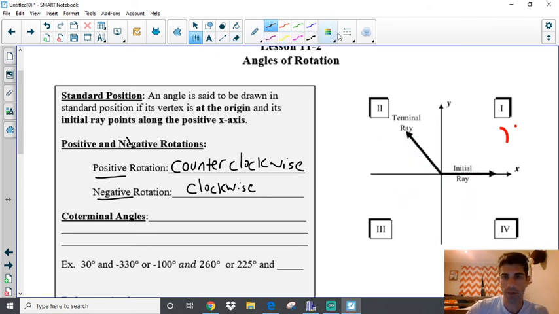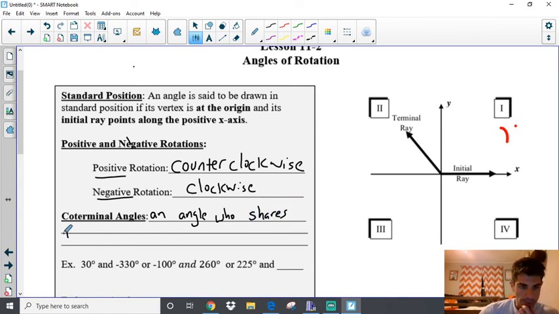So we'll just write that down. An angle who shares the same initial and terminal side. And remember, they move in opposite directions.